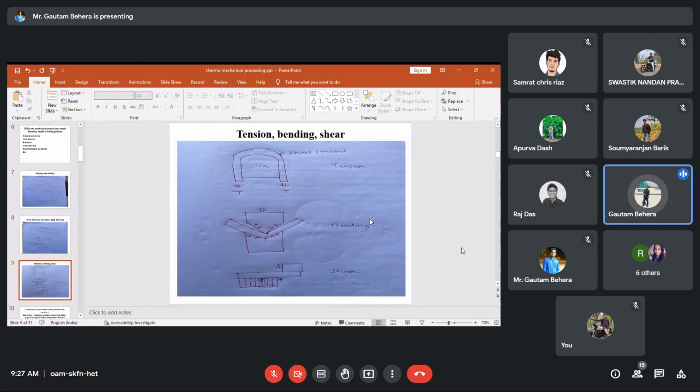So finally, these are all the mechanical working processes or metal forming processes: forging, rolling, extrusion, deep drawing, and this bending, tension, and shear, right?